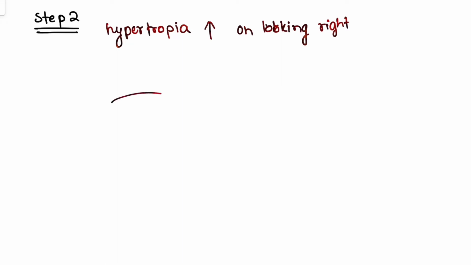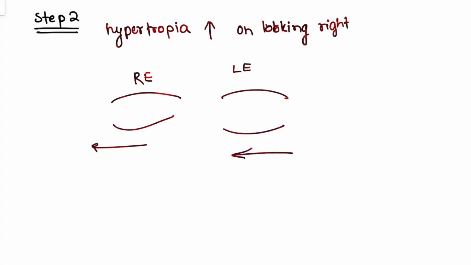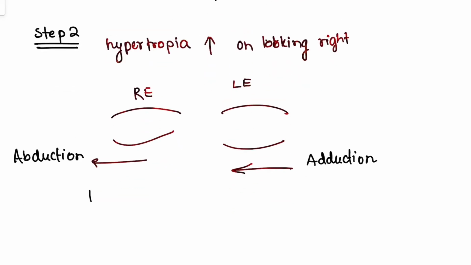So let's draw a right eye and left eye. Both are looking right side. So for the right eye, it goes away from the nose, so it is abduction, and in the left eye it goes towards the nose, so it is adduction. And the right eye has elevator palsy from the previous image, and the left eye has depressor palsy.